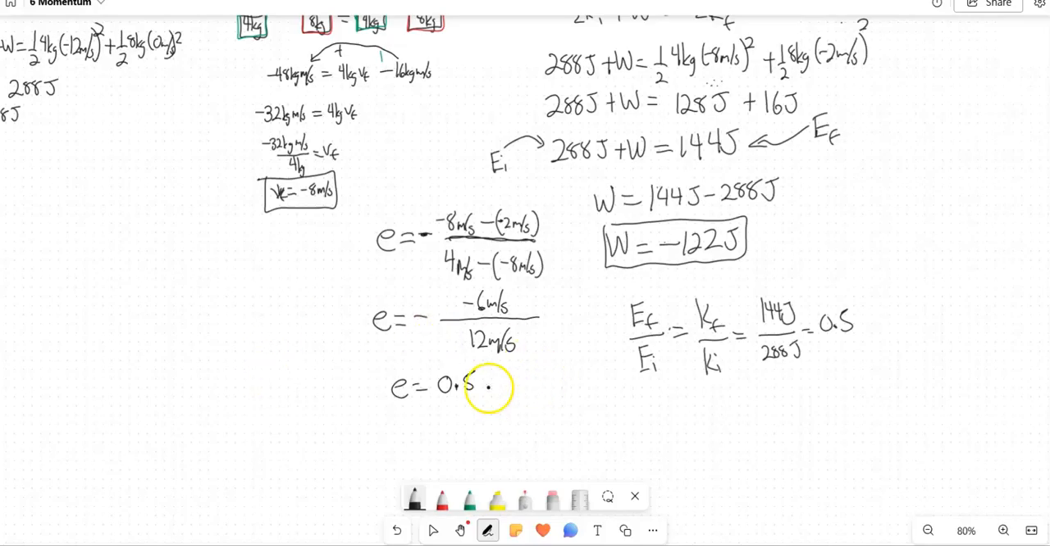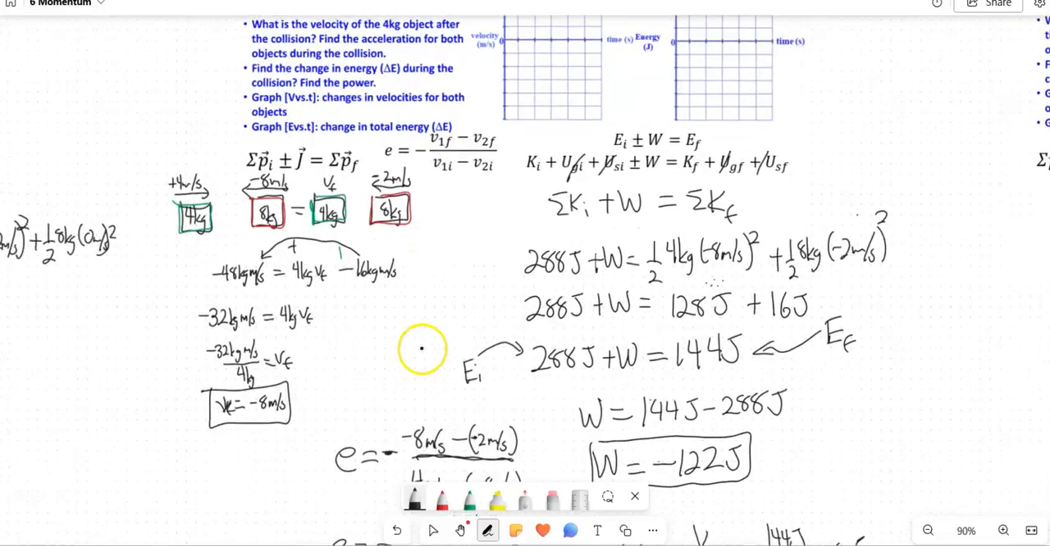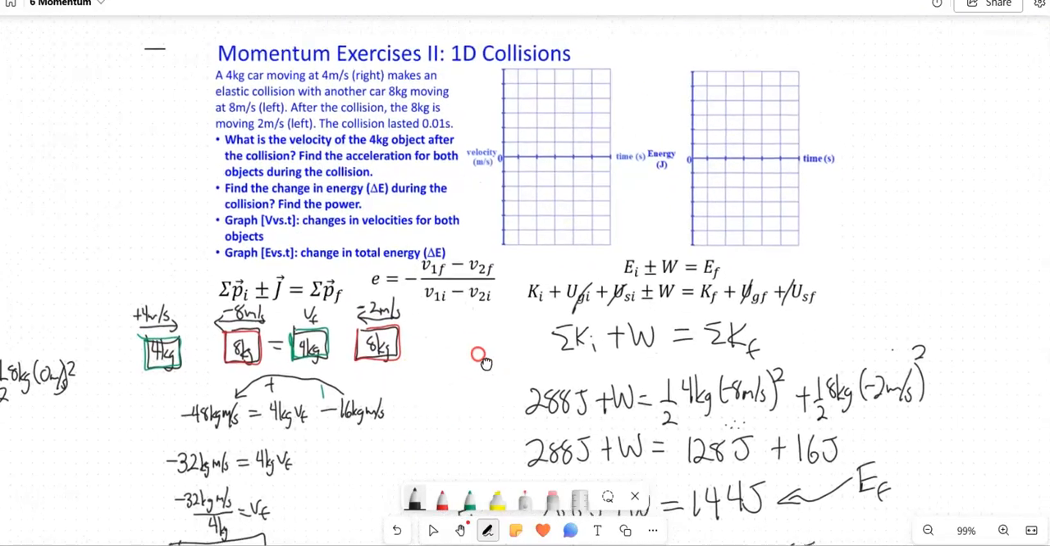Now, it's a coincidence in this case that these two things are equal. It's not always equal. But what I'm saying is there is a relationship between these two things. That coefficient of restitution is related to the interpretation of final energy over initial energy. So, anyways, I just thought I'd point that out. That's how you should interpret it.